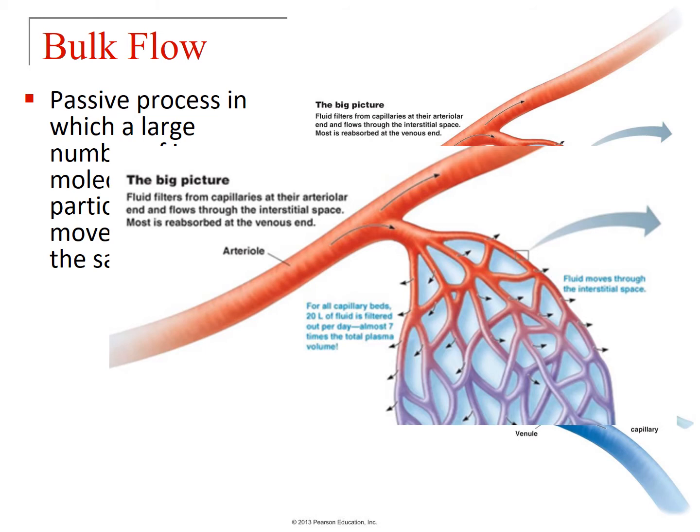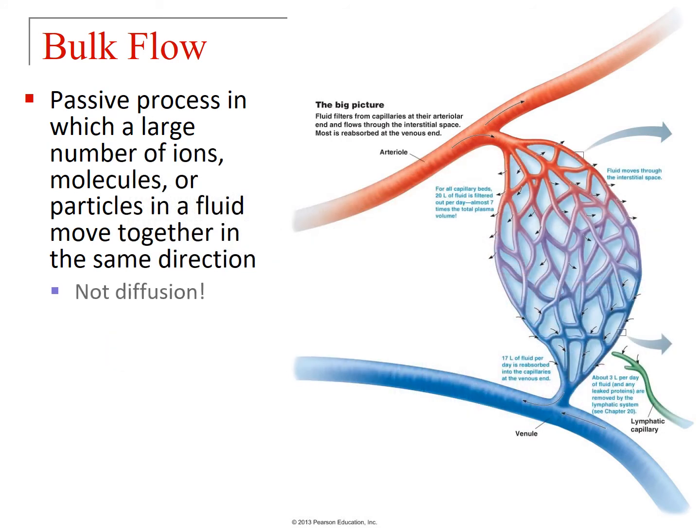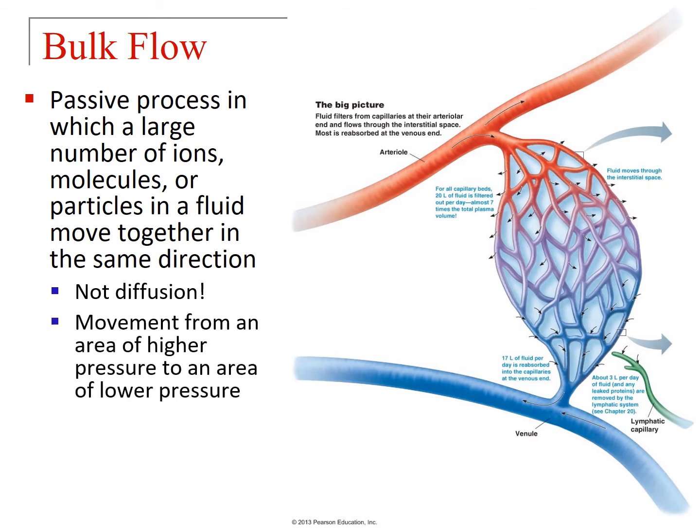Now this is almost 7 times the total plasma volume. And how would you get 7 times the total plasma volume filtered in one day? Well, there's also a lot of reabsorption, and we'll take a look at that in just a moment. So what I want you to see here is that we're on the arterial side of the bed, and that fluid is actually moving out from the capillaries into the interstitial space. So this is not diffusion. I want to make this clear. This is not diffusion. This is a movement from an area of higher pressure to an area of lower pressure.